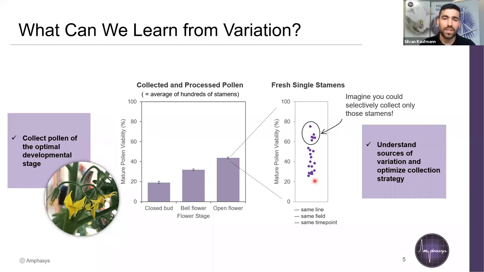Now, understanding the sources of such a pattern can help you in optimizing your collection strategy. Because imagine you could selectively pick flowers with a very high pollen quality. You could immediately increase your average pollen viability from maybe a bit more than 40% to over 60%. You would have a lower quantity, obviously, but the quality would be definitely higher, and this gives you a better starting point into your whole supply chain. Because, as you can imagine, the pollen quality throughout the chain is not getting any better with every step, it's only deteriorating. So the higher your starting material, the better will be the outcome at the very end.